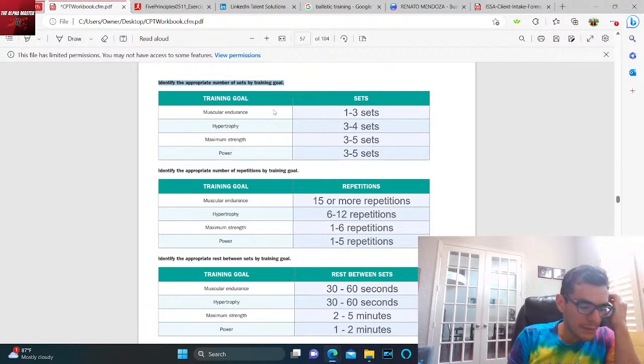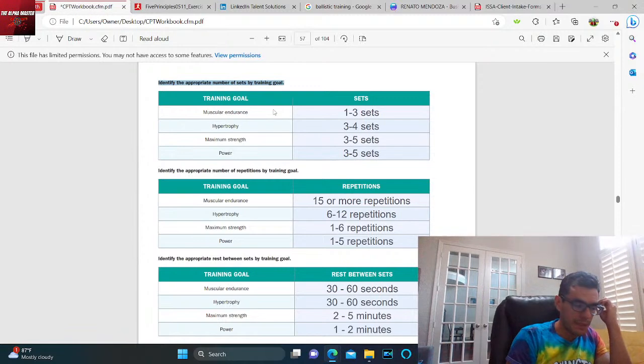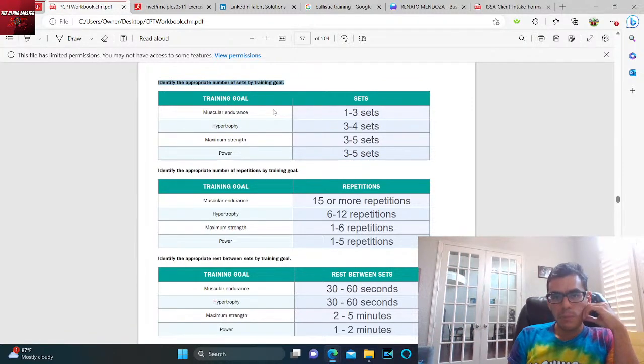For muscular endurance, you have 1 to 3 sets. For hypertrophy, in the volume, you have 3 to 4 sets. For strength, maximum strength and power, you have 3 to 5 sets. Muscular endurance, 1 to 3 sets. Hypertrophy, 3 to 4 sets. Max strength and power, 3 to 5 sets.